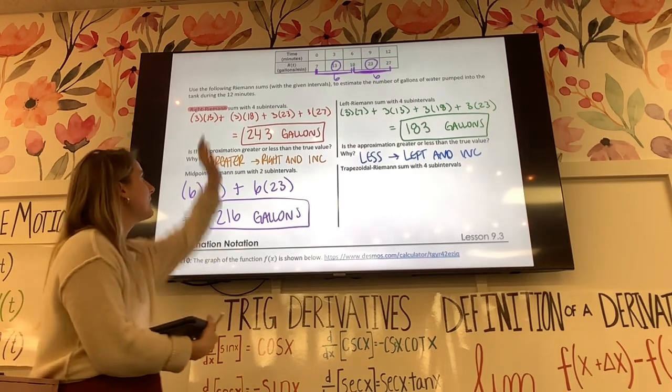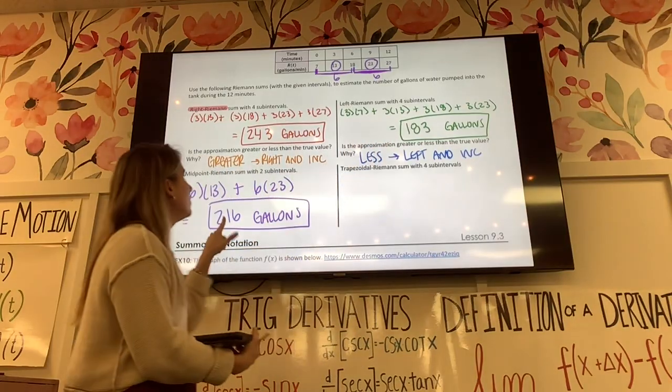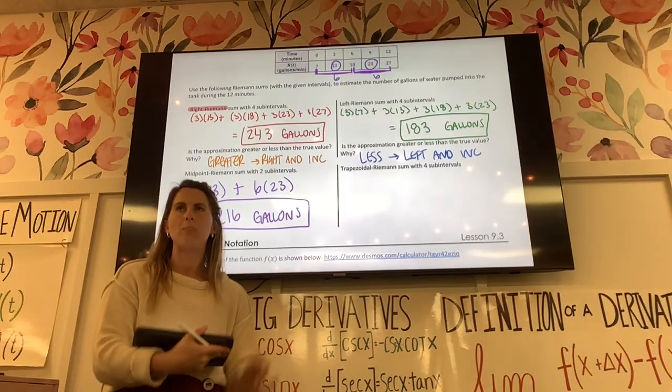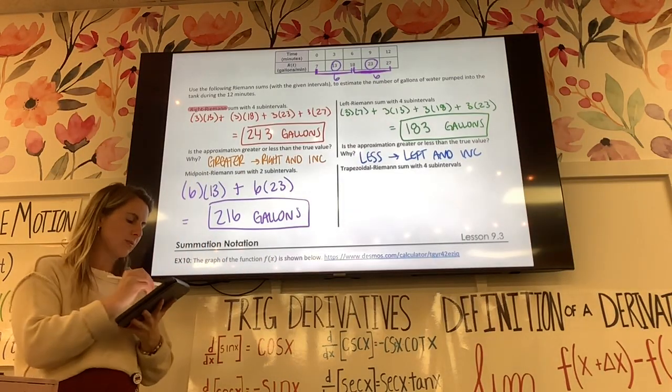All right, so you can kind of see that this is a greater estimation. This is the less than estimation. 216 is somewhere in between those guys, and trapezoidal is going to give us the best estimation of the area under the curve. So now let's do trapezoids.